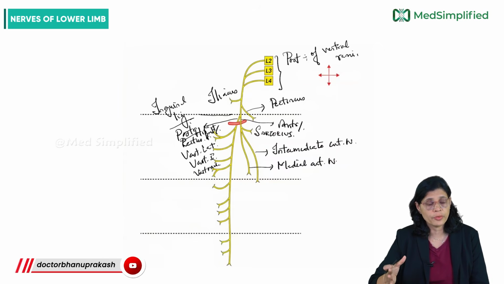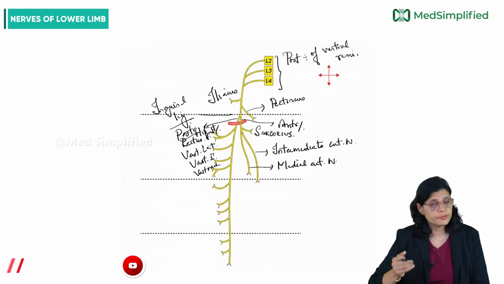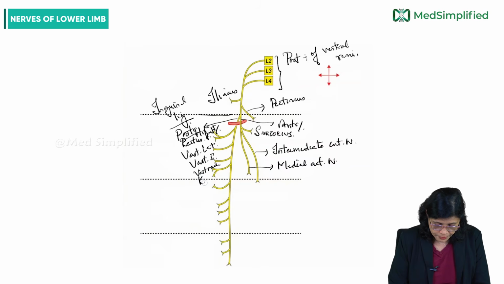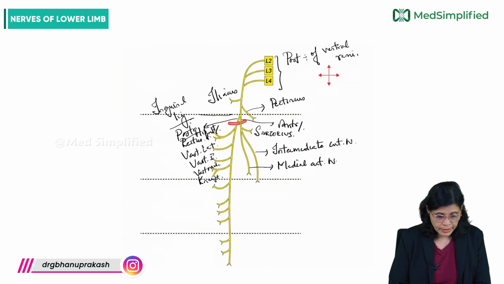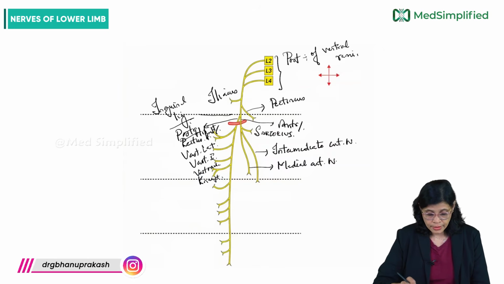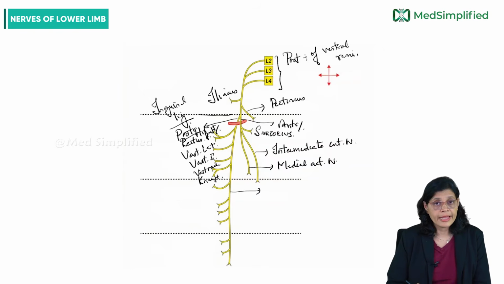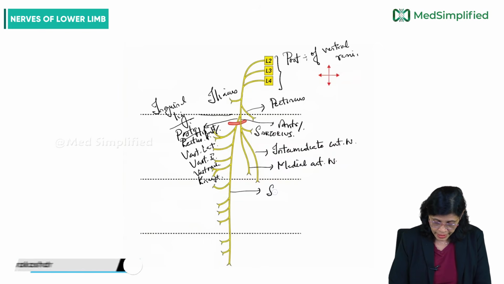So all the 3 vasti and the rectus femoris together form the quadriceps femoris muscle, which is the main extensor of the knee joint, and that is supplied by the posterior division of the femoral nerve. It will also supply the knee joint, and then it will continue as the saphenous nerve. So this posterior division in the leg and in the foot will be continuing as the saphenous nerve.